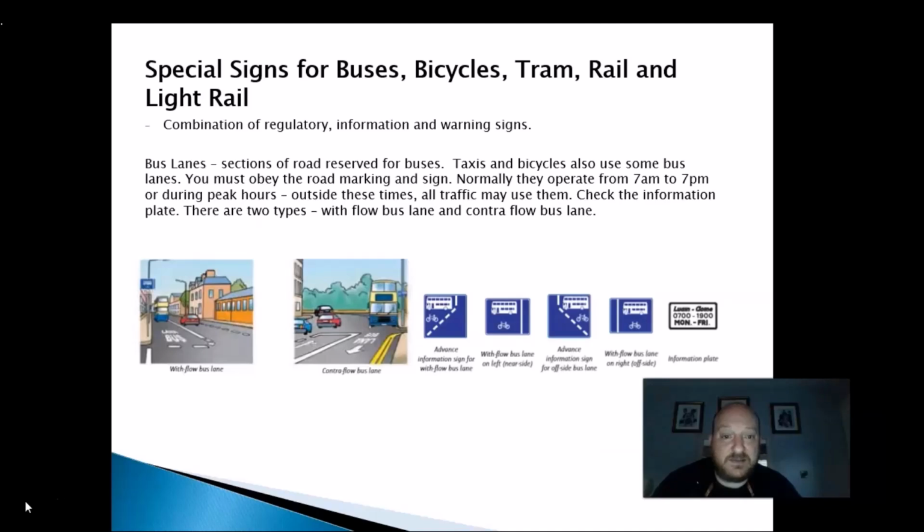Special signs for buses, bicycles, tram, rail, and light rail. Here you have advance warning of a bus flow lane. Advanced warning information sign for a with-flow bus lane, which is the same as just a bus lane. With-flow bus lane on left hand side. Advanced information sign for offside bus lane. With-flow bus lane, and there's an informational plate just saying times on it.